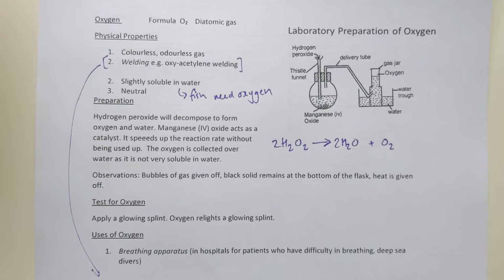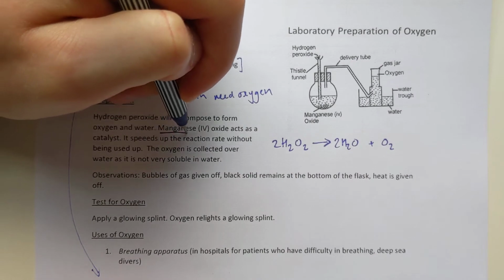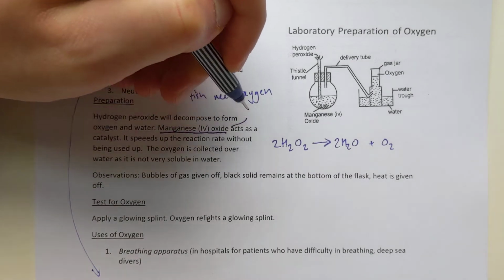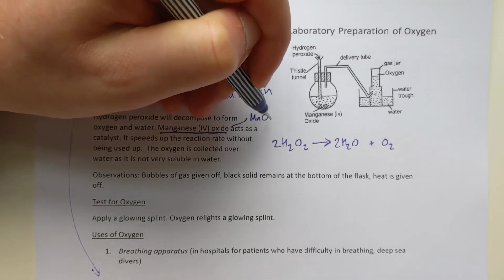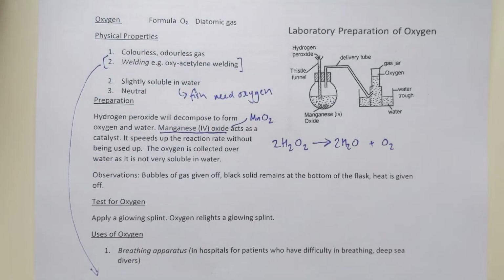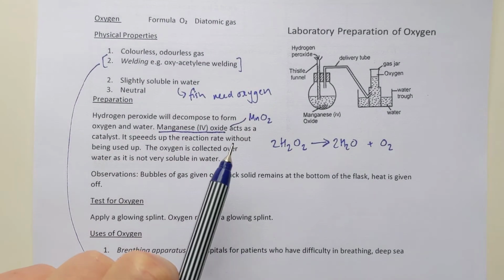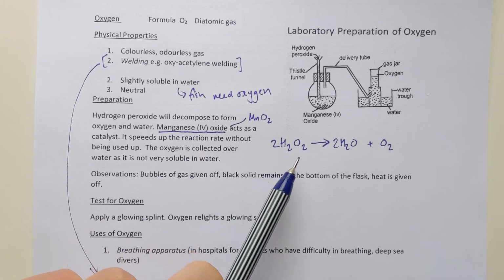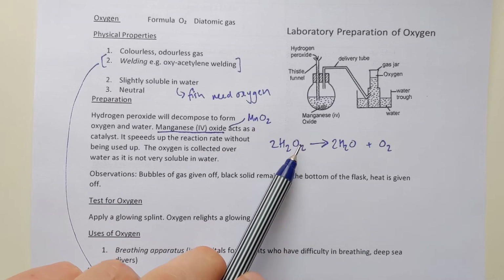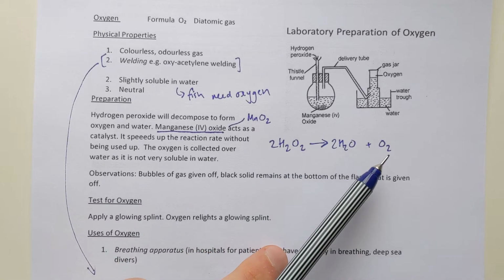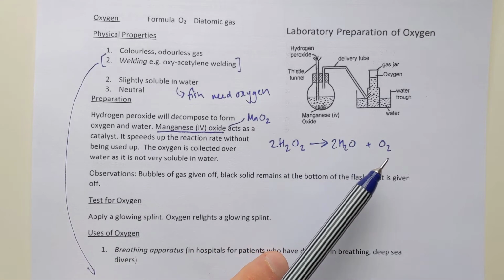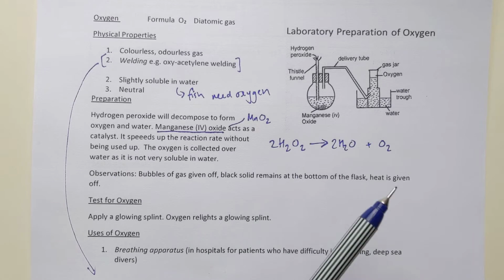So what scientists use for this reaction on top of the hydrogen peroxide is a catalyst. It's a very specific catalyst. It's called manganese 4 oxide. Its formula is MnO2. So if you add manganese 4 oxide to hydrogen peroxide in a flask, it'll very, very quickly start bubbling. And the bubbling being produced is the oxygen gas being given off. So that's the basis of how we make this in the lab.